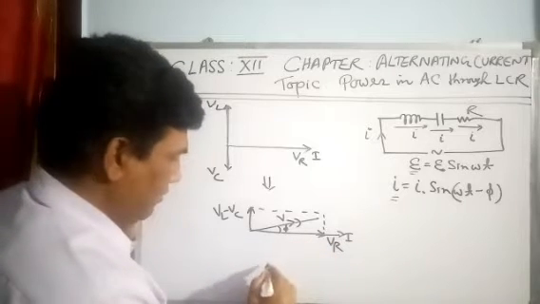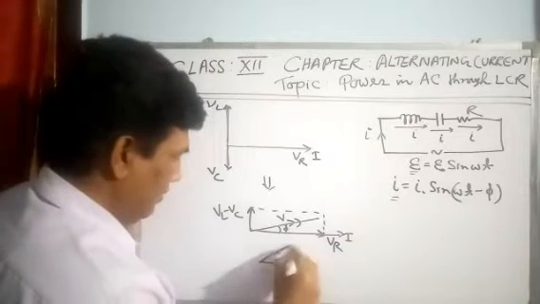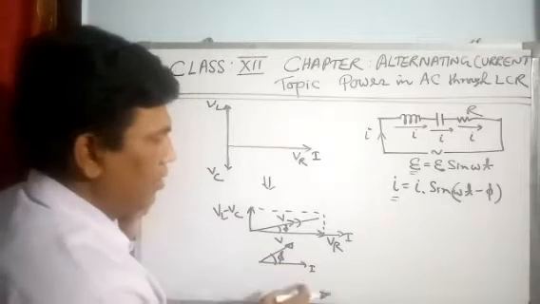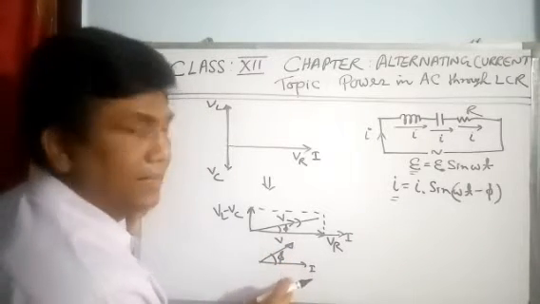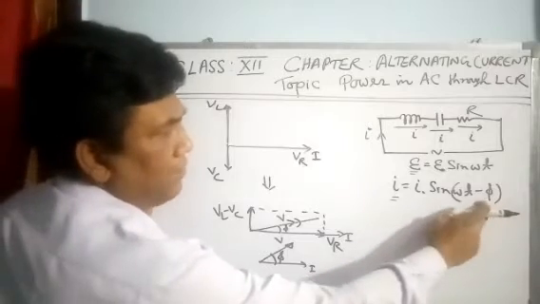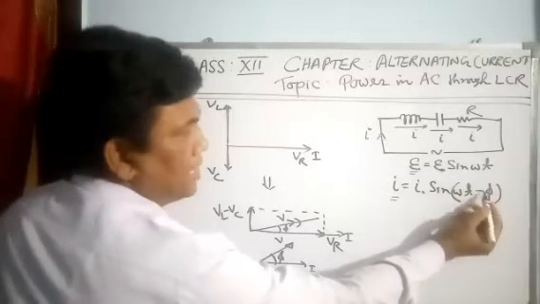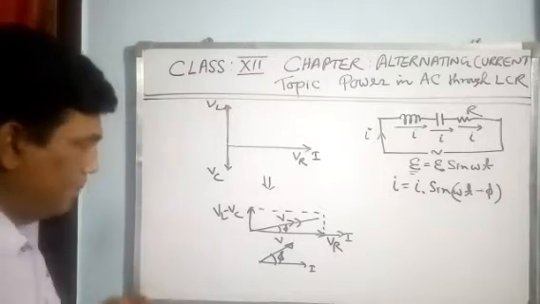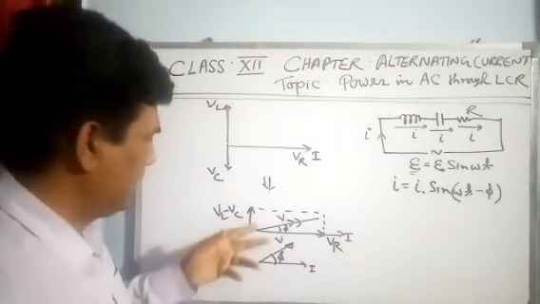The figure itself says that the voltage is leading the current by phi, or you can say the current is lagging behind the voltage by phi. So that is what I have written: minus phi, lagging. Okay, good.